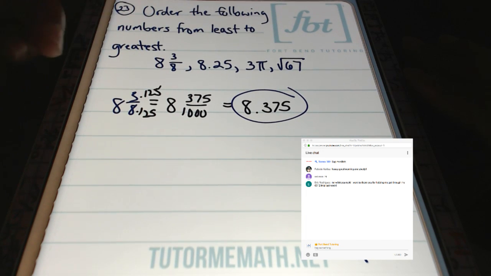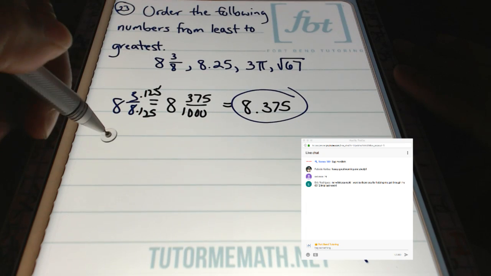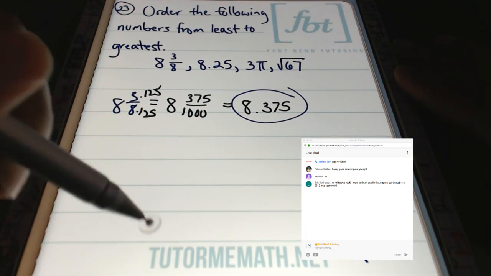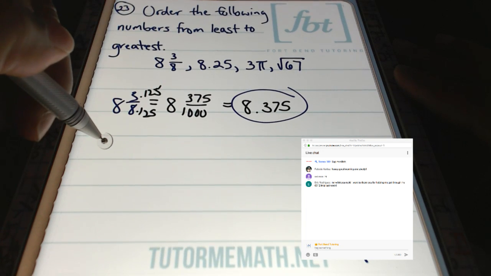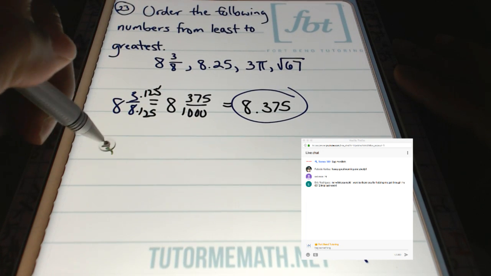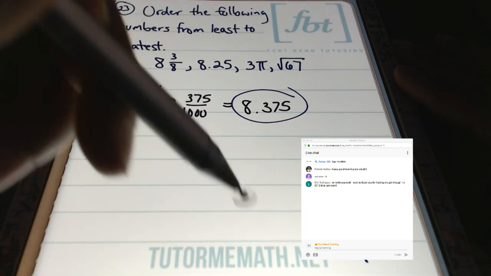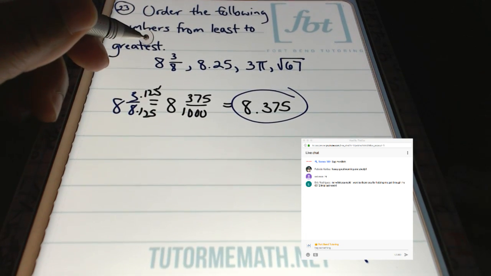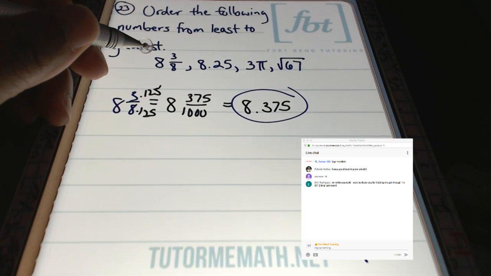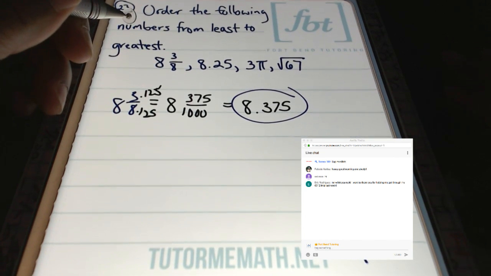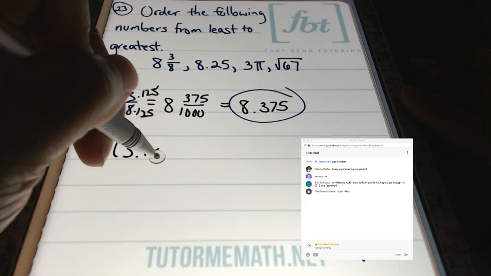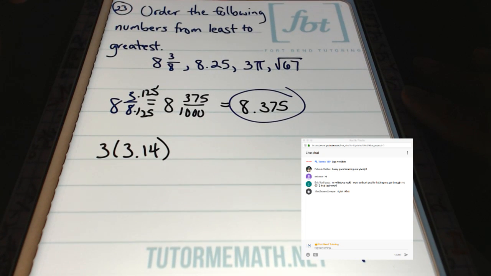Then let's move on to 3 pi. With 3 pi, guys, we have 3 times the approximation of pi, and we'll go ahead and use that common approximation in decimal notation. That is 3. Can I change these colors to exactly what I want? There we go. I want it black. All right. We're going to change this into 3 times 3 and 1400ths.